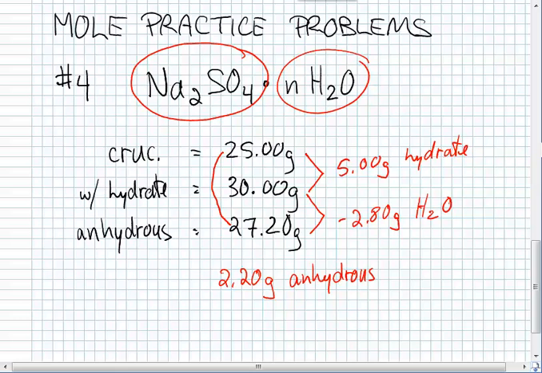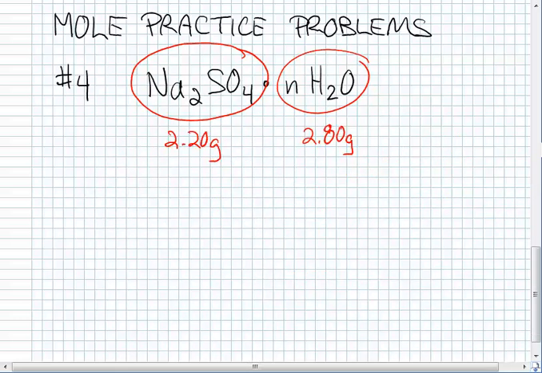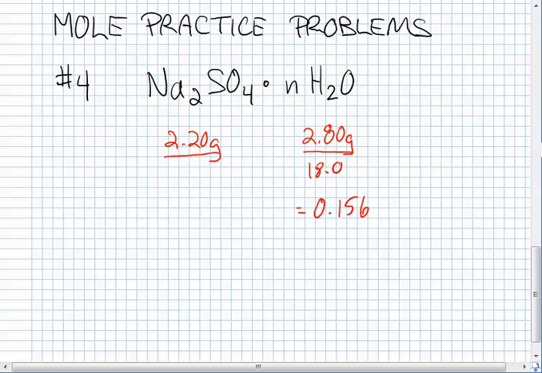Okay? So then what I'm going to do then is take those two masses, convert them to moles. For water, I just simply divide by 18 grams per mole, and I get 0.156 moles. And then for sodium sulfate, I have to first of all figure out the molecular mass, sorry, of sodium sulfate. And it is 142.1. And then if I divide 2.2 grams by that, it is 0.0155 moles.